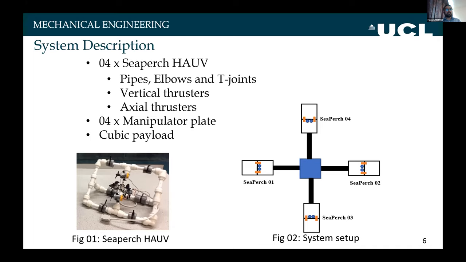I've done some transportation analysis with two SEAPERCH HAUVs. But for this paper, I have done the simulation model with four SEAPERCH HAUVs to see the motion response in more detail. Those four SEAPERCH HAUVs are connected to the manipulators, and the manipulators are basically plates, same as fabricated in the lab. And they are connected to a cubic payload in the center.